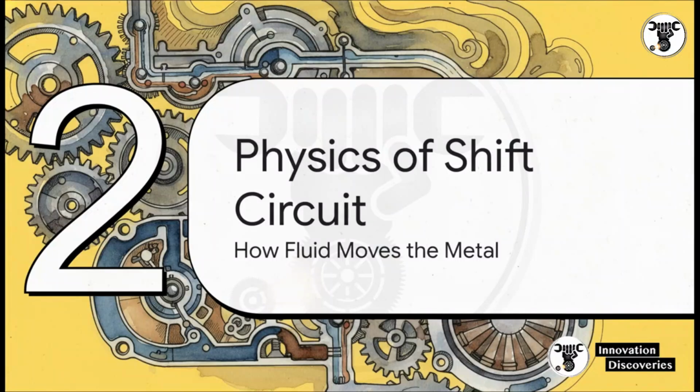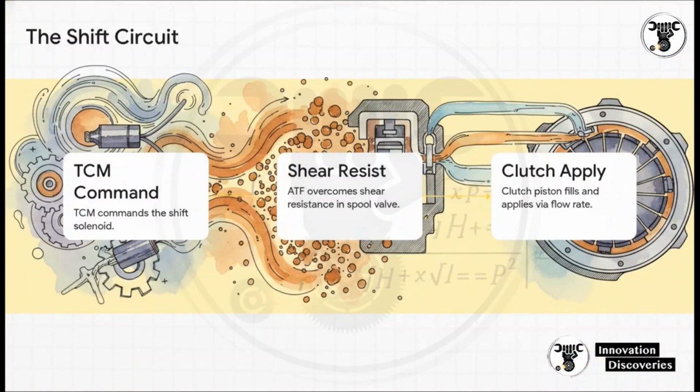Moving on to Section 2, the physics of the shift circuit. This is all about how fluid actually moves the metal. I want you to picture the microscopic physics happening inside the valve body during a shift. Step 1, the transmission control module commands a shift solenoid. Step 2, the ATF has to physically overcome shear resistance to move the spool valve. And step 3, that fluid flows through an orifice to fill the clutch piston cavity and apply the pack. Now, this fill time is governed by the Hagen-Poiseuille equation.